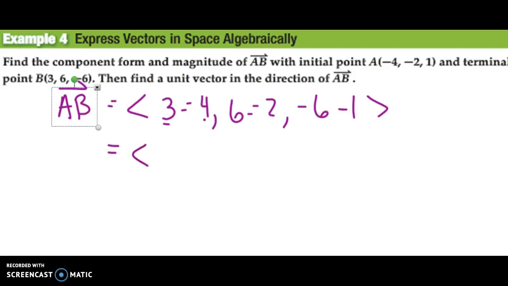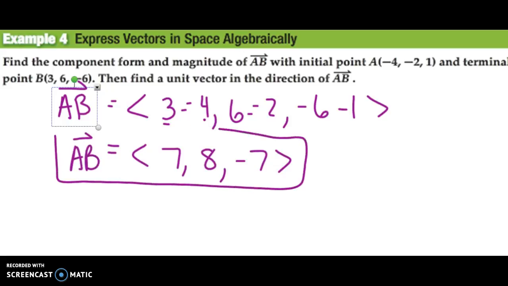So 3 minus -4 is 7. 6 minus -2 is 8. And -6 minus 1 is -7. So here is vector AB right here. Okay? There it is right there.